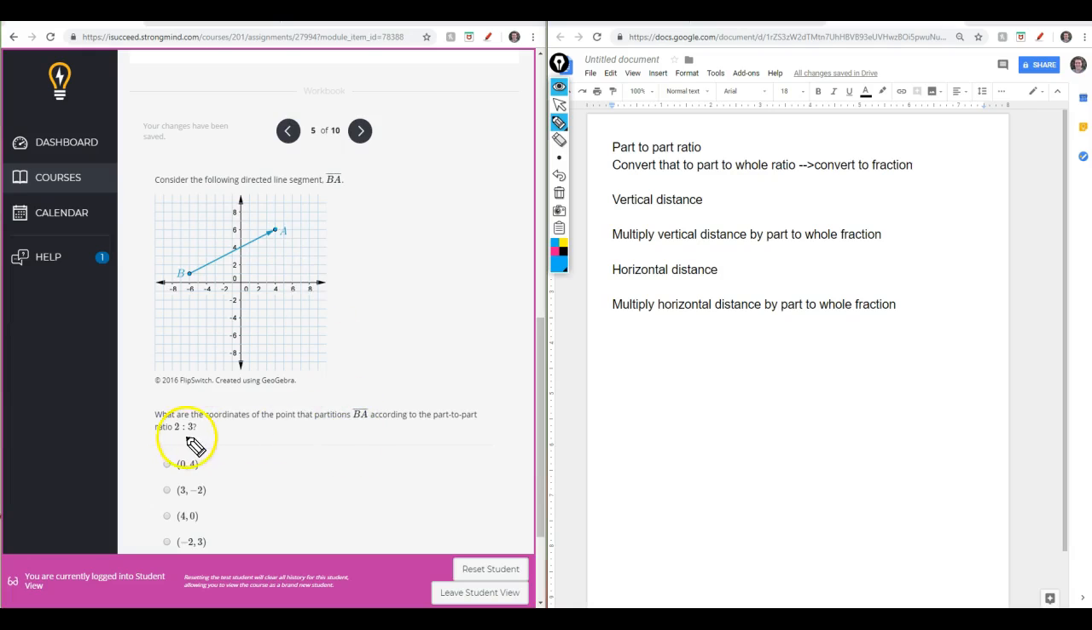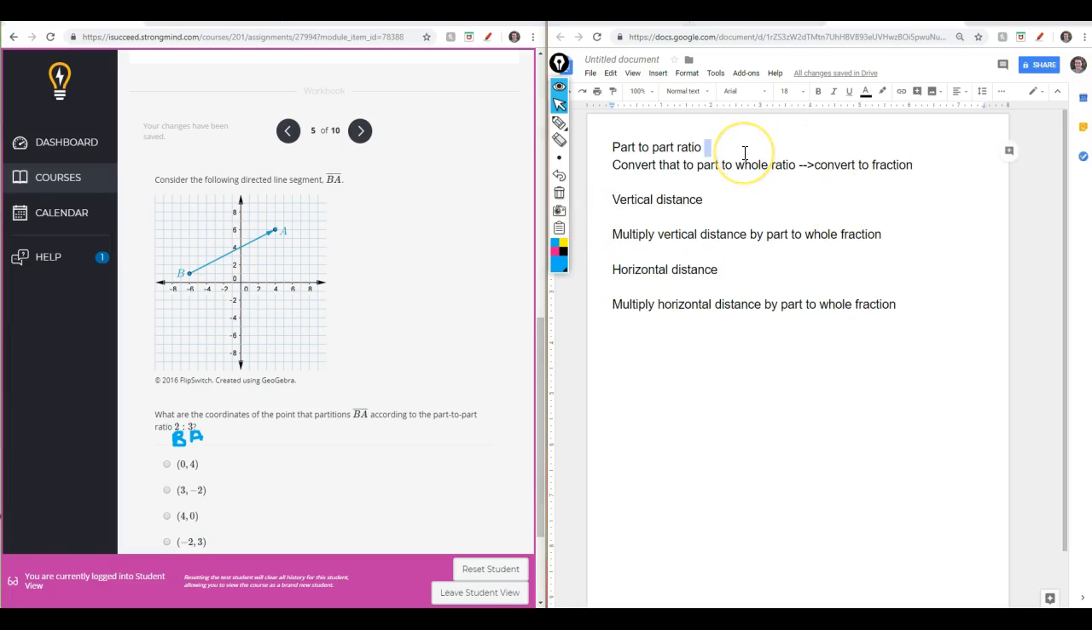So we are going to be labeling this. This is from point B to point A in the part-to-part ratio. The first thing that I do, since it's giving me a graph, is use the tools that I know to find the coordinates for the point that partitions this segment BA using the graph. You do not always have to use a formula. If you understand a different way, then use that method. I understand it with a graph and I understand what's going on with it.